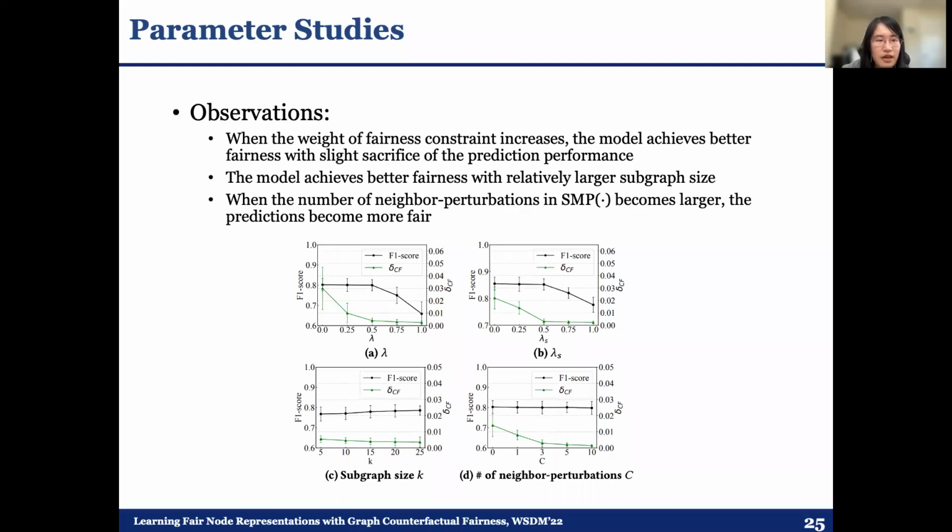Then we have the observation that when we increase the weight of the fairness constraint, the model achieves better fairness with slight sacrifice of the prediction performance. And the model can achieve better fairness performance with relatively larger subgraph size. When we change the number of neighbor perturbations in the sampling process, when it becomes larger, the predictions also become more fair. All these observations match our intuition.